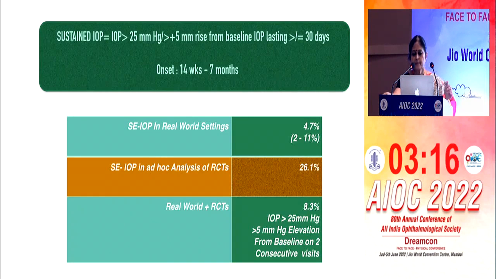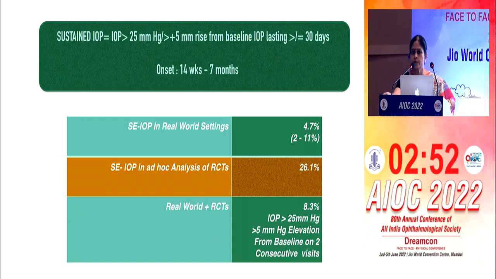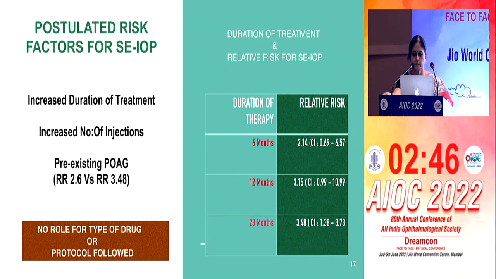We look at the second aspect, which is a sustained elevation of intraocular pressure. The definition is different in different studies. If you look at the post-hoc analysis of RCTs, there is no definite criteria on what is sustained elevation of intraocular pressure. The incidence is about 26.1%, but in real-world settings, we rarely ever see a sustained elevation of IOP following anti-VEGF injection, and it's about 4.7%.